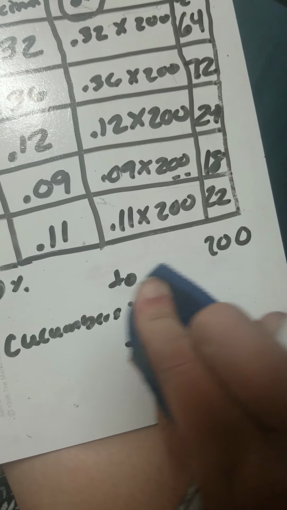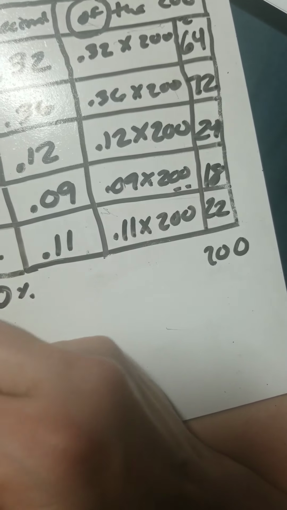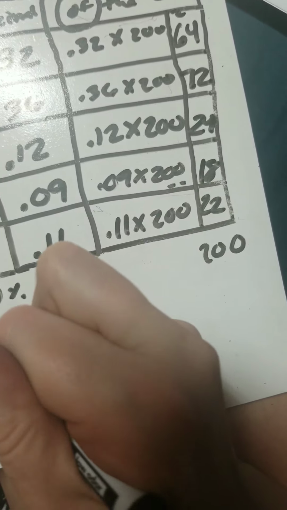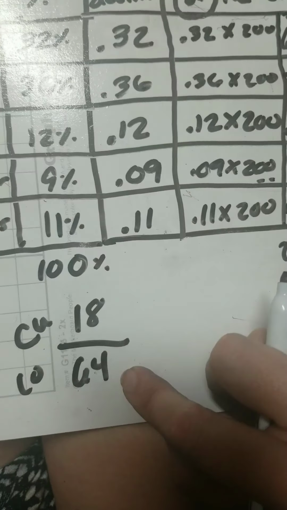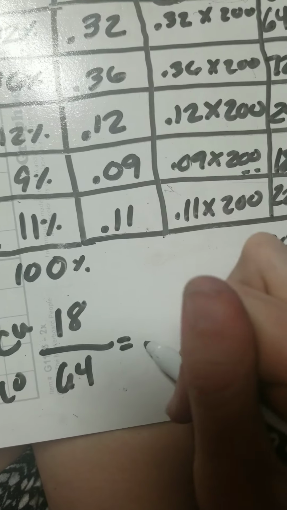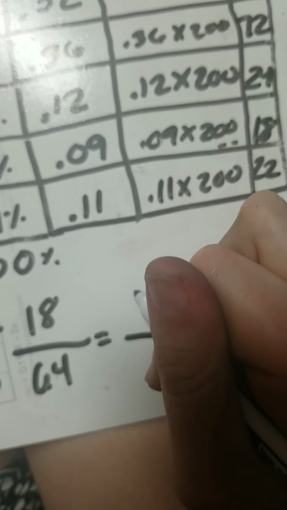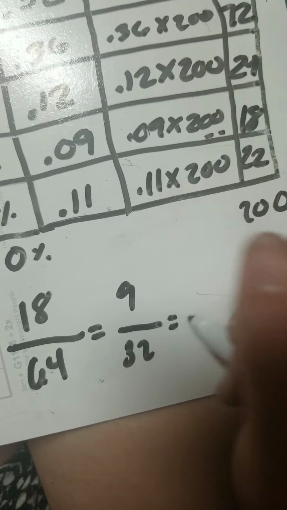So I'm going to go ahead and write it as a fraction first. Cucumbers to corn. So there are 18 cucumbers and 64 corns. So there's 18 to 64. I'm going to simplify this. Divide both by 2, we get 9 over 32.